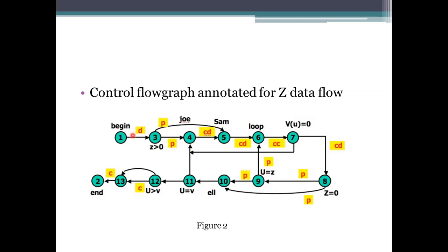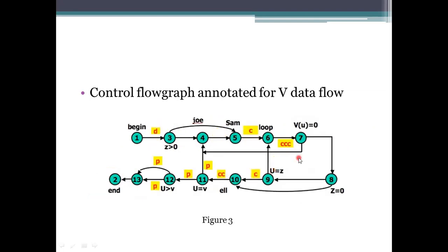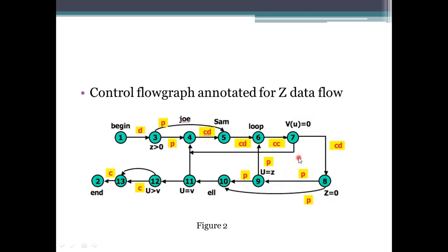So Z has been defined here, here and here and also here. So four times it has been defined: first we defined it, then we redefined it three times. So what could be the definition clear path here? The definition clear path will be 1, 3, 4.